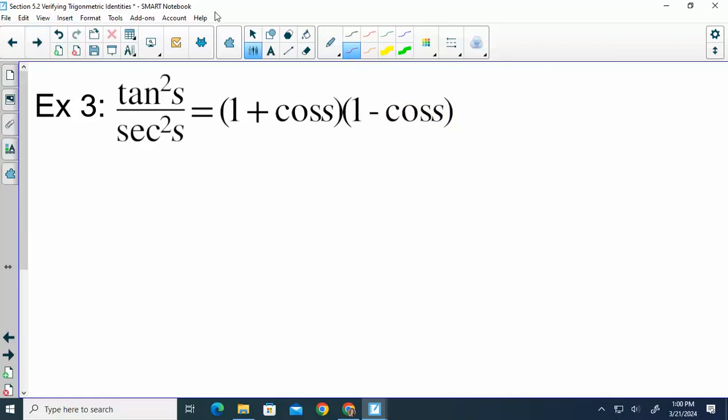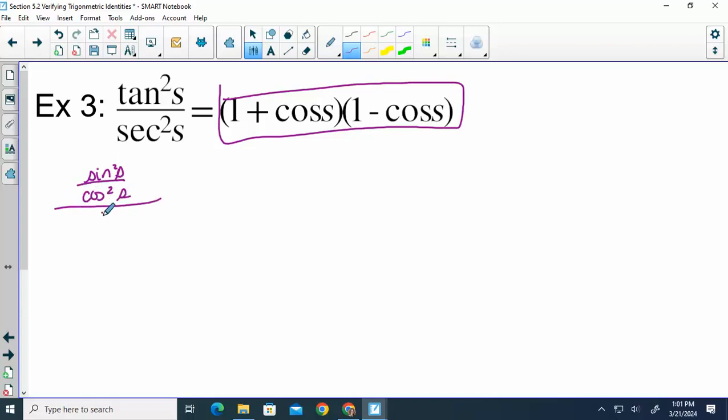Okay. Tangent squared s over secant squared s equals 1 plus cosine s times 1 minus cosine s. I'm thinking the right side. Yeah, neither one's great, is it? So you think the right side, box that one in? Yeah. What can we do with the left? Tangent is sine squared s over cosine squared s. Secant is 1 over cosine squared s.